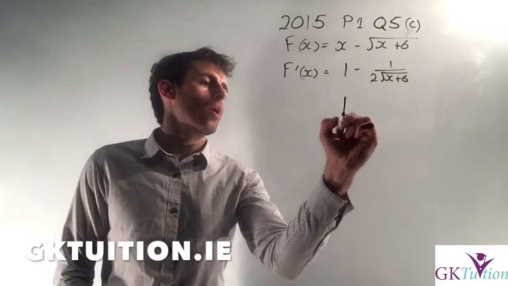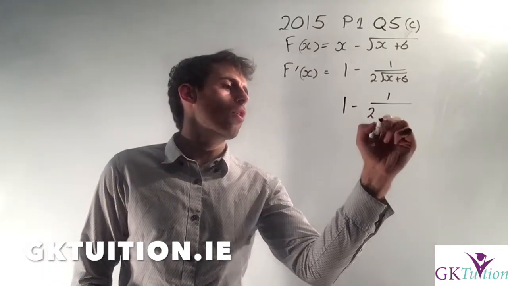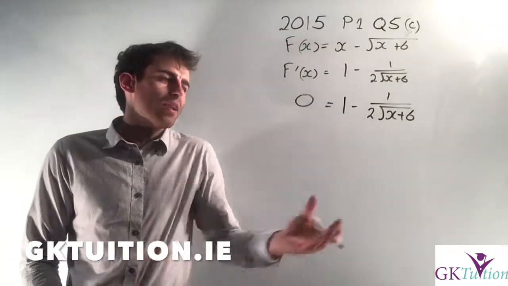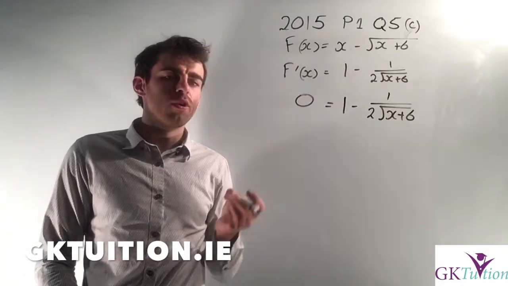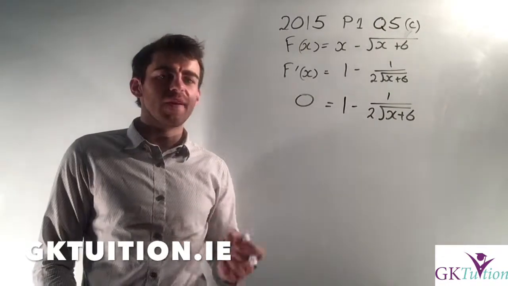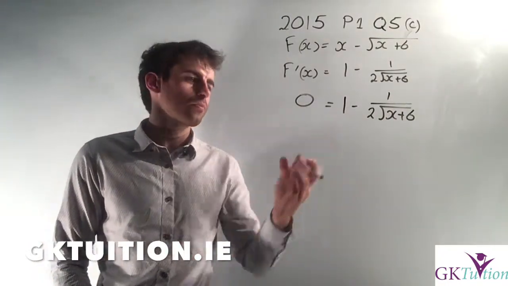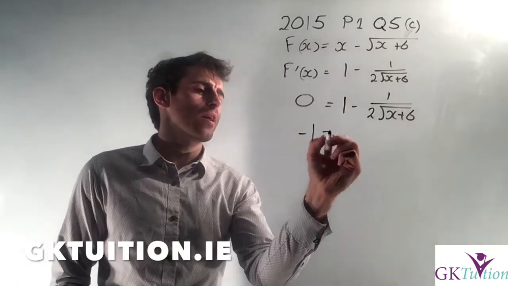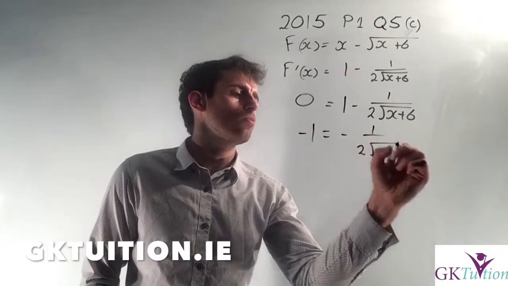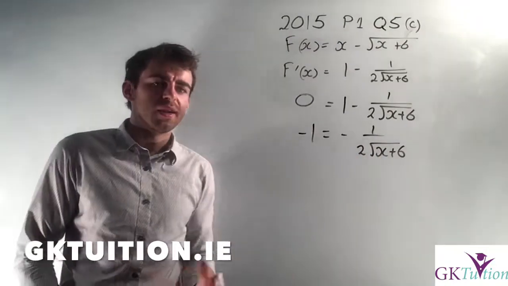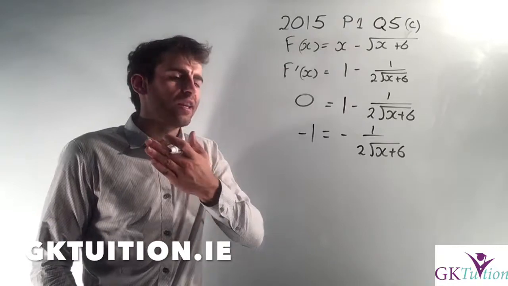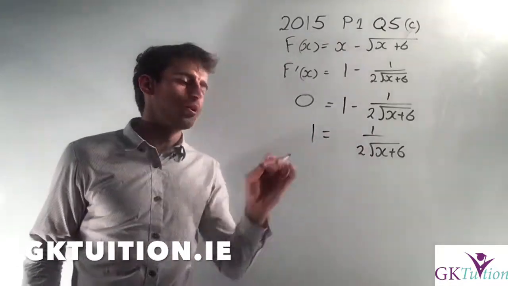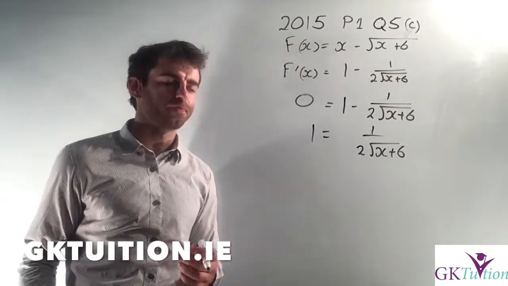Or in other words, I need to say that 1 minus 1 over 2 root x plus 6 is equal to 0. And now all of a sudden I've got one equation, one unknown. I'm going to be able to find the value of x for which there's a turning point. So the first thing I should do here is subtract 1 from both sides, which means I get minus 1 is equal to minus 2 root x plus 6. Now, since there's a minus in front of both sides, let's just change the signs of the entire equation, and I get plus 1 is equal to plus 1 over 2 root x plus 6.